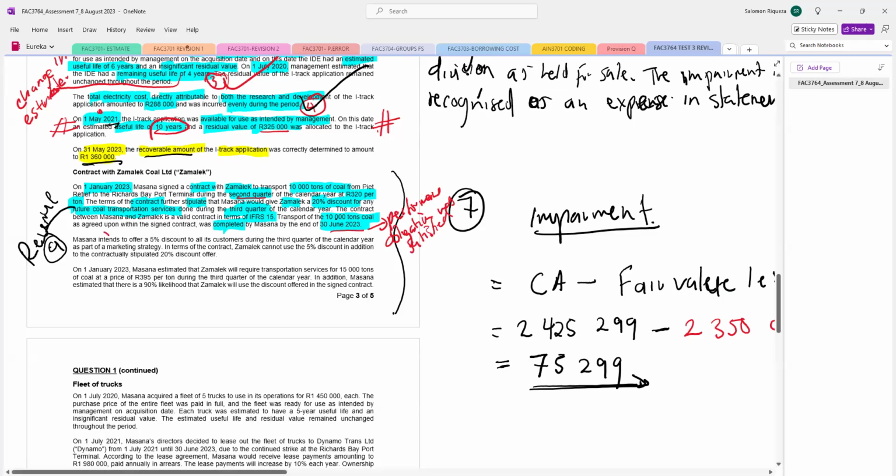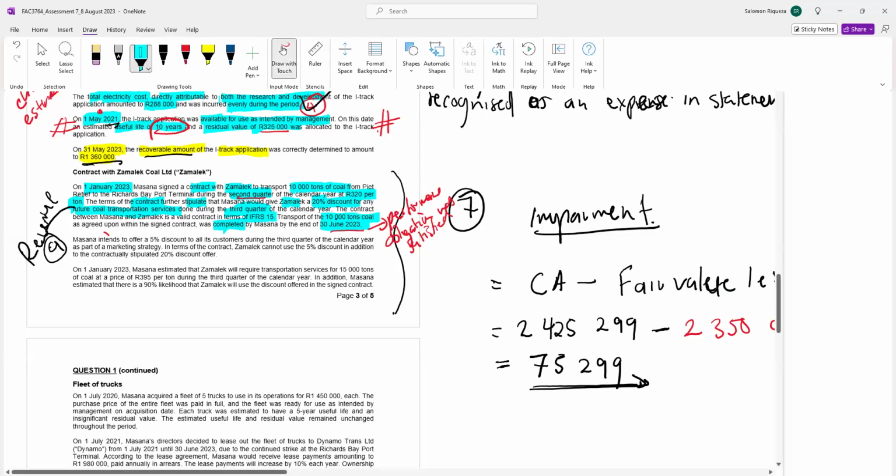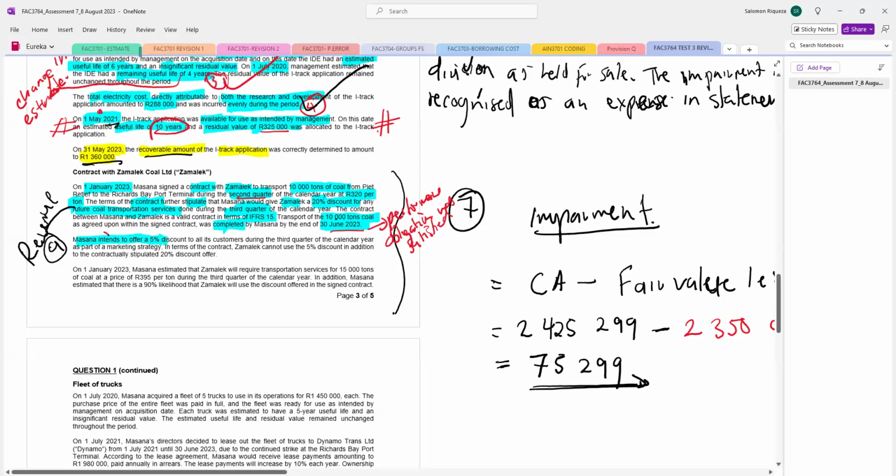Masana intends to offer a 5% discount to all its customers during the third quarter of the calendar year as part of the marketing strategy. In terms of the contract, Zamalek cannot use the 5% discount in addition to the contractually stipulated 20% discount offer.